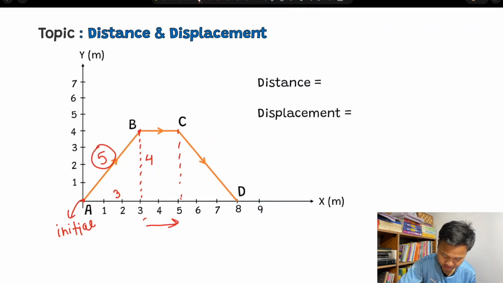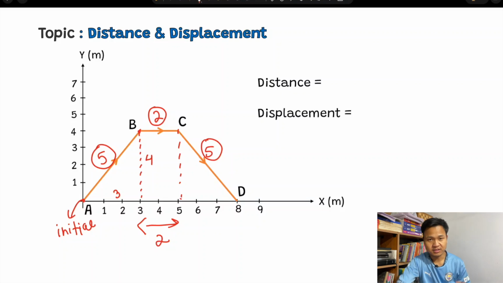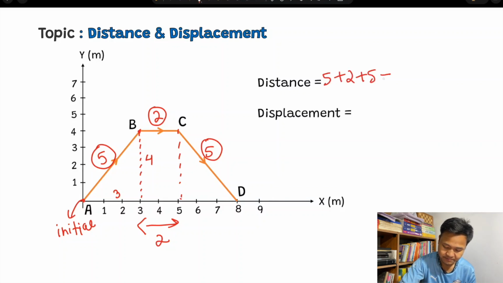Okay, BC is 2. From C to D, again we make a right triangle. You have 4, you have 3, and this should be 5. So from C to D it is 5. So the distance is A to B, B to C, C to D: 5 plus 2 plus 5. That means 12. Okay, that is the total distance.